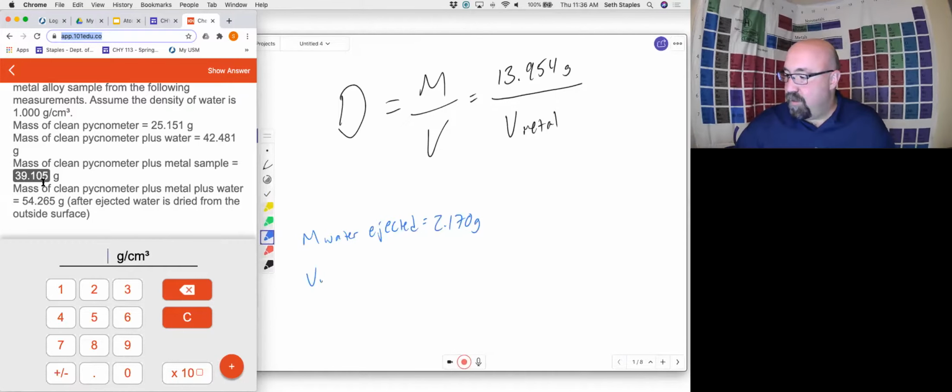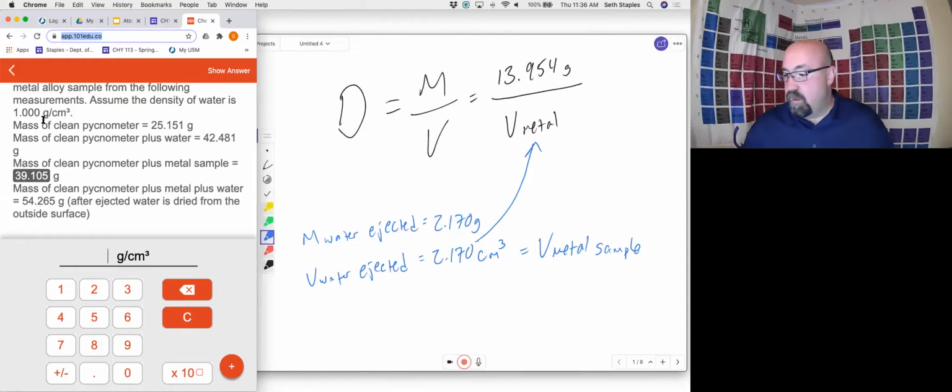That means that the volume of water ejected, since the density of water is 1.000 grams per centimeter cubed, is 2.170 cm³. And remember, the volume of water ejected equals the volume of our metal sample. So now that number can go right in here. And so instead of just the volume of the metal, we know what that number actually is.